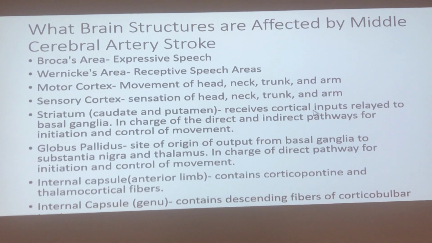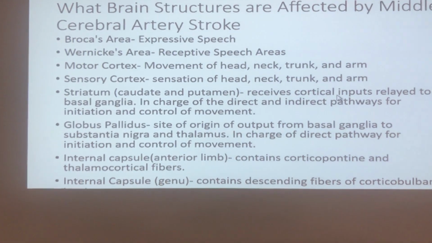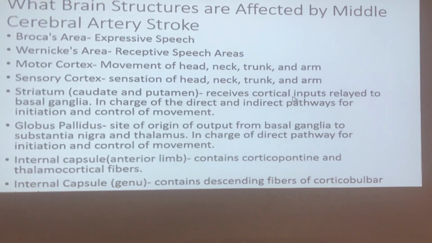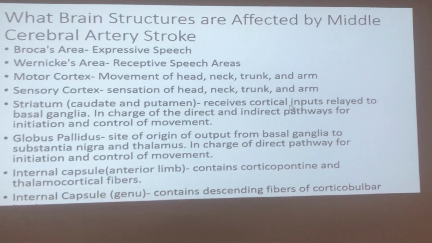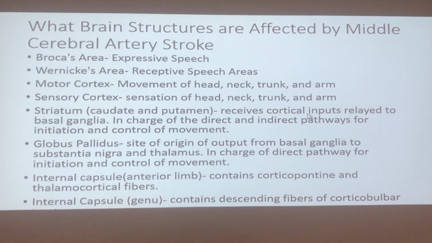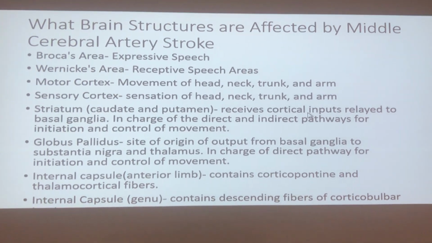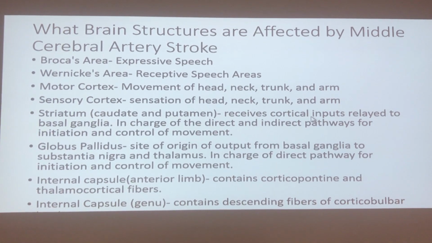A middle cerebral artery stroke affects many areas of the brain. In a superficial aspect, expressive speech is affected in Broca's area. Receptive speech is affected in Wernicke's area. Movement of the head, neck, trunk, and arm is affected in the motor cortex, and sensation of the head, neck, trunk, and arm in the sensory cortex.